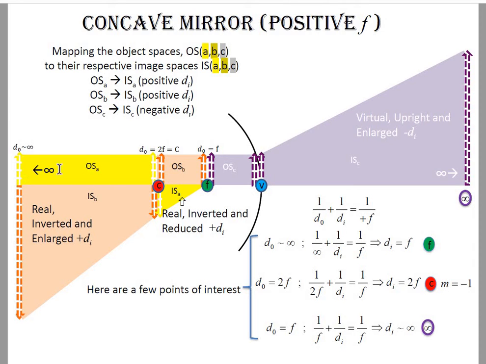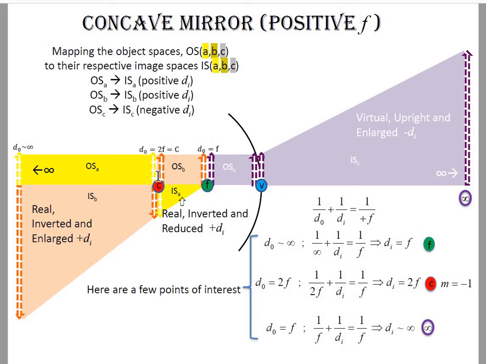Now, as you move this way in this yellow rectangle, we'll call that object space A, you'll see why in a minute. As we move this way, the image starts off real, inverted, and reduced. So as you move this way with the object, the image goes like this.